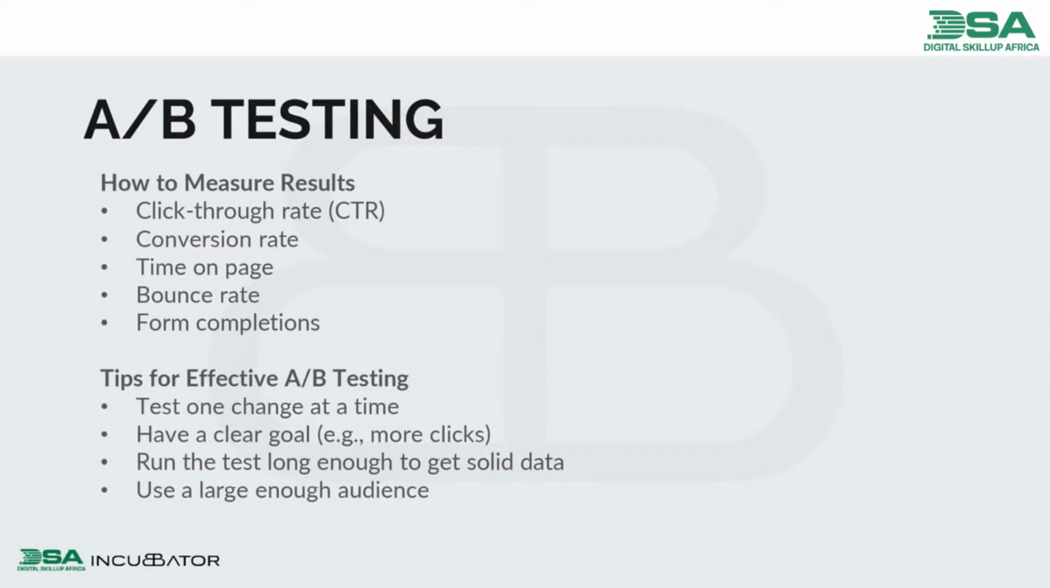So the next thing is to run the test long enough to get solid data. Now, running the test long enough is actually more for emails. Imagine you're running an ad. Of course, the ad costs money. You're not going to use all the amount of ads to be running two different ads at the same time. No, what is advisable for ads is to test for 24 hours, and then whichever one performed better, you continue with that.